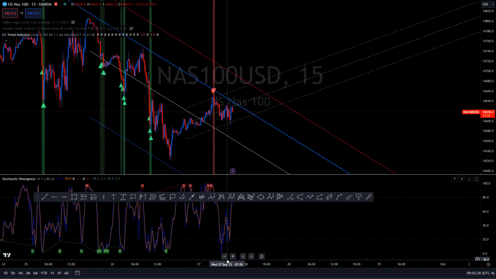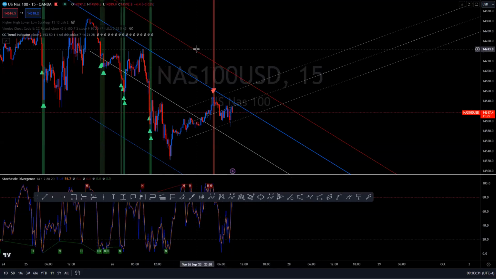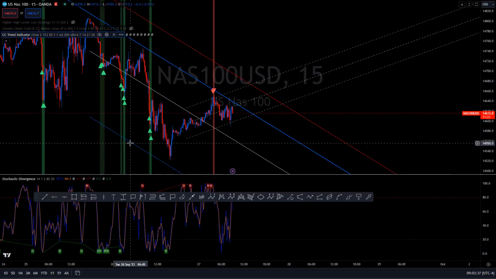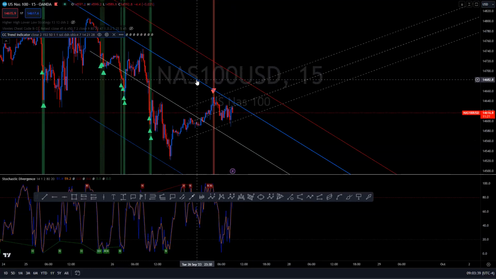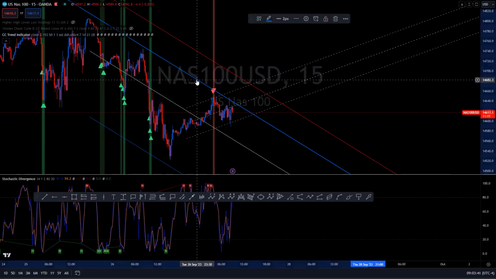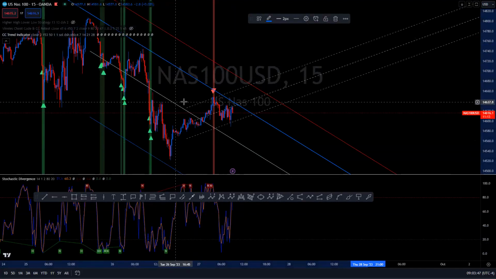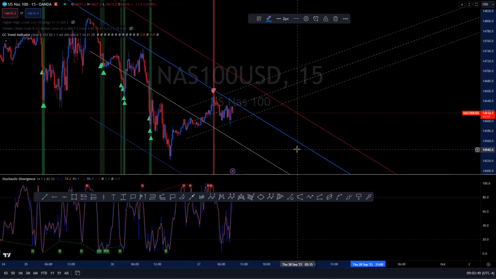And as we can see, the red here, this is the trend line for the CC indicator. And this is the blue trend line for the CC indicator. And it falls in line with the trend line that I drew on the 1 hour. So it lets me know that, yeah, price is overall bearish.